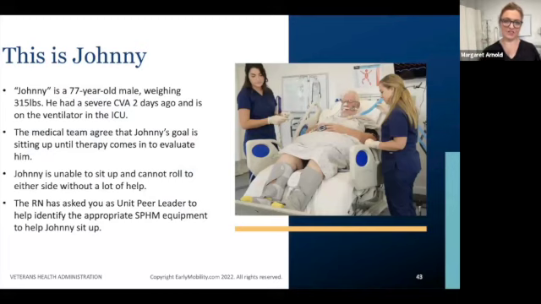Johnny is 77 years old, weighing 315 pounds. He had a severe CVA 2 days ago and is on the ventilator in the ICU. The medical team agree that Johnny's goal is sitting up until therapy comes in to evaluate him. Johnny's unable to sit up by himself and he cannot roll to either side without a lot of help. The RN has asked you as a unit peer leader to help identify the appropriate SPHM equipment to help Johnny sit up.